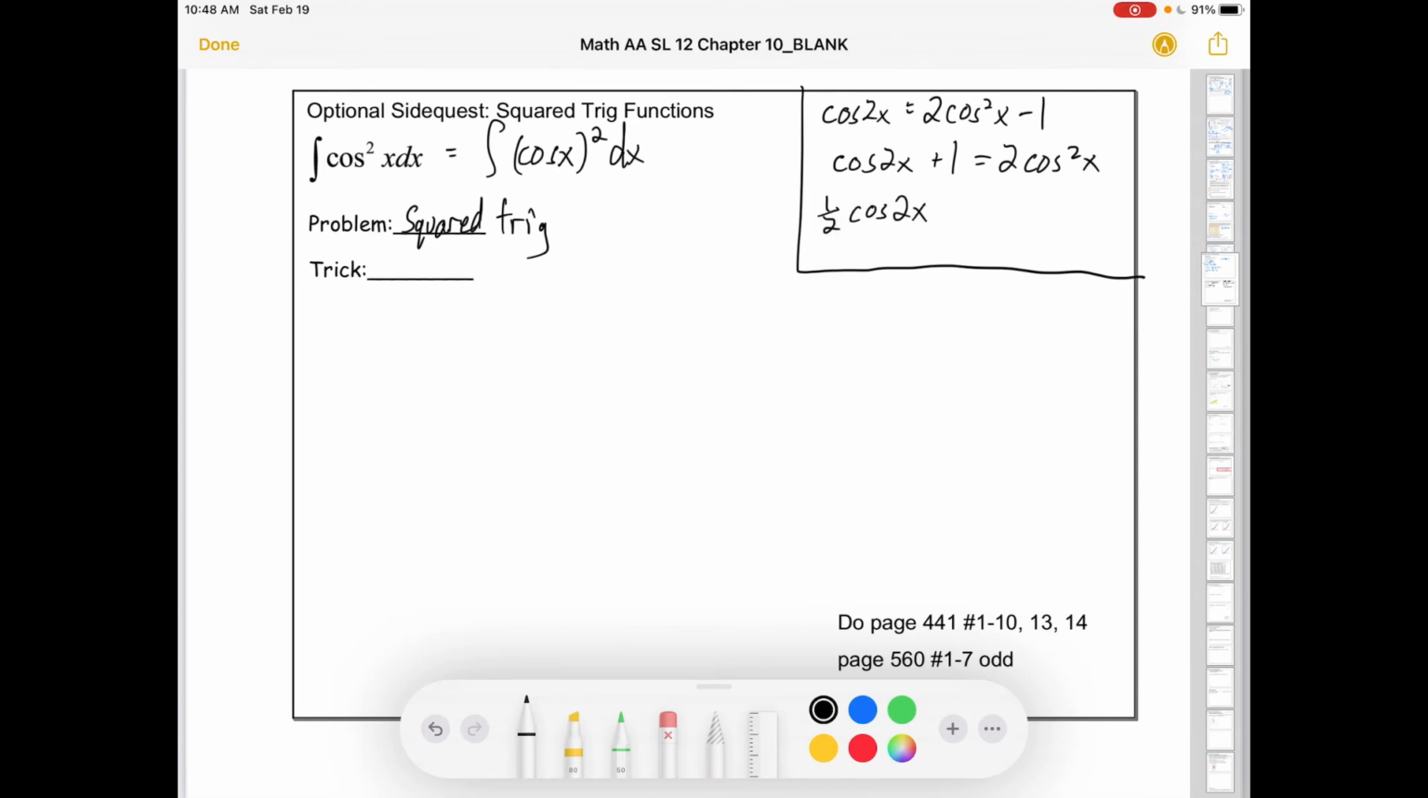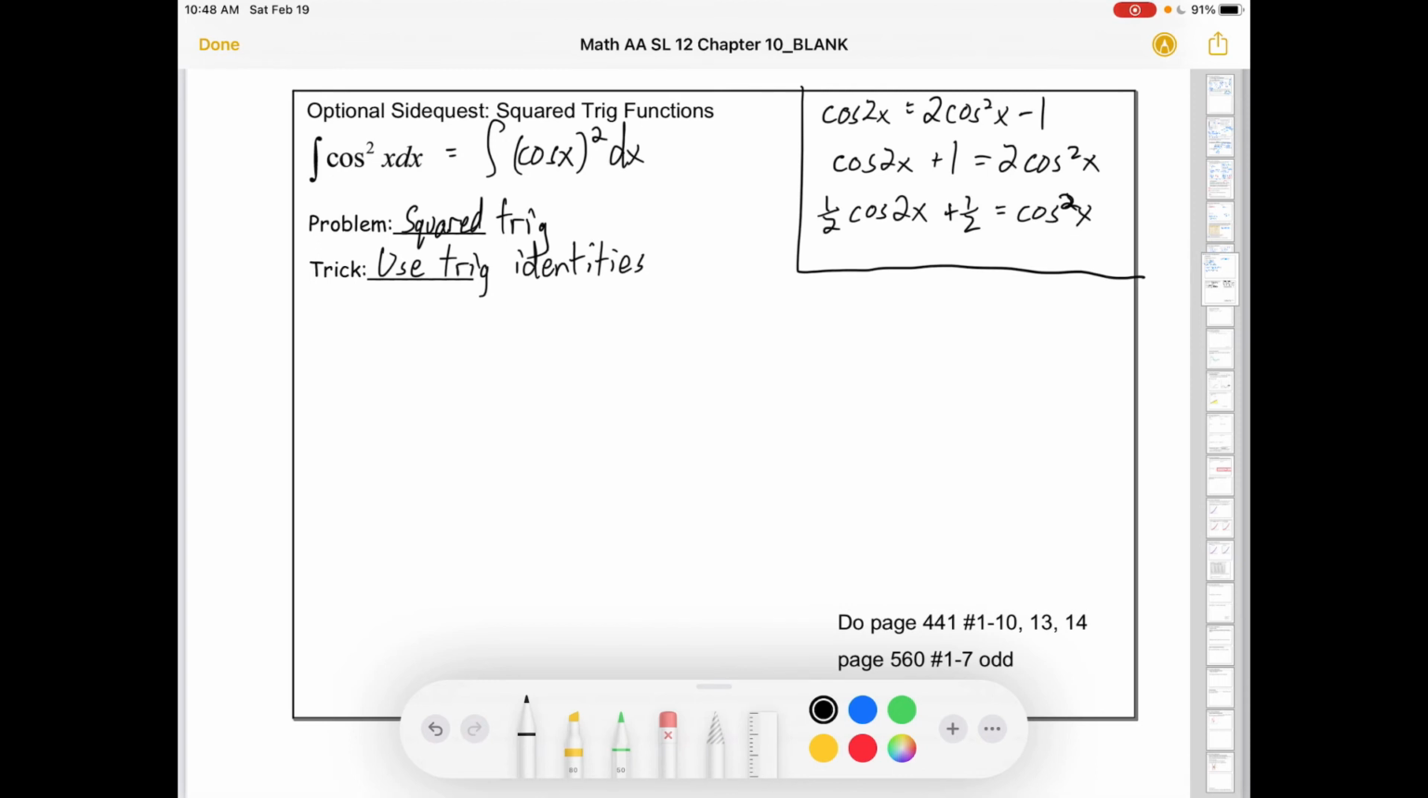1/2 cos 2x plus 1/2 is equivalent to cos squared x. And while the thing on the left might look less elegant, it's actually easier to integrate. So the trick is use trig identities. In this case, the double angle identity. There'd be another one that you could use if you had sine squared. It would still be a cos 2x identity.